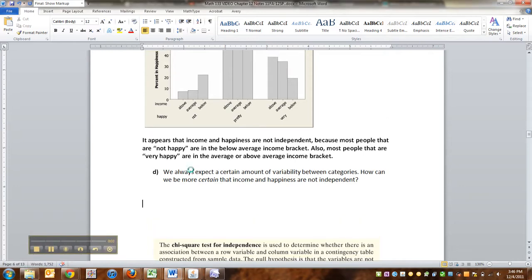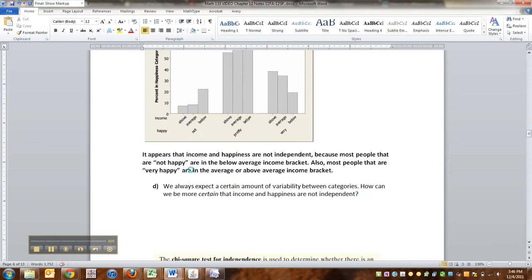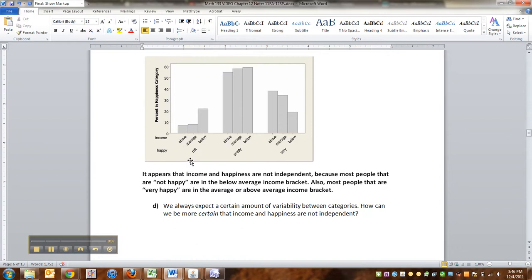Okay, so here we are. We were just talking about how happiness and income, they always say money can't buy you happiness, but is it true? And it appears not. It appears that if you have more money, you're in the very happy category. If you have less money, you're more likely to be in the not happy category.